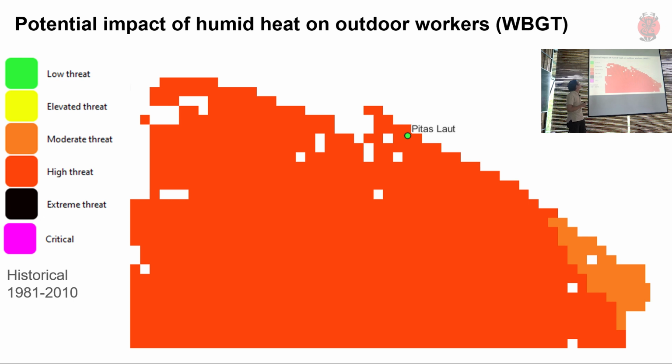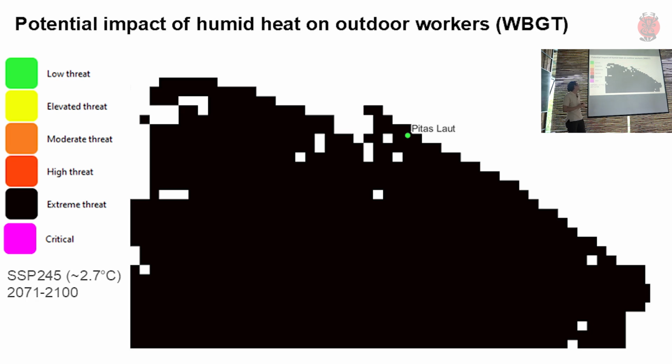So again, humid heat on outdoor workers. This is considered the current trend of their heat. You can see all here is all high threat. But when we move on to end of century, the whole area is black. Again, since they are fishermen, a lot of fishermen, they usually go out to sea at night to fish.